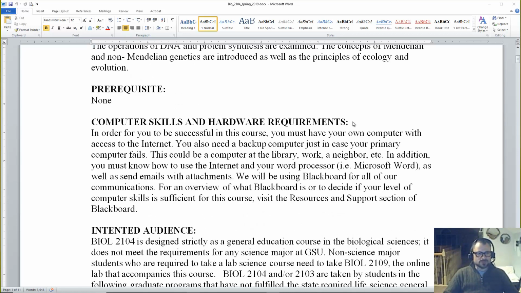In terms of computer skills and hardware requirements, as long as you can get online, you should be able to do anything that you need to do for this class. I would not rely on a tablet for this class. I would not rely on your cell phone. Some things you can do on that, but for the most part you're going to need somewhere where you can do some good word processing and you can submit documents.